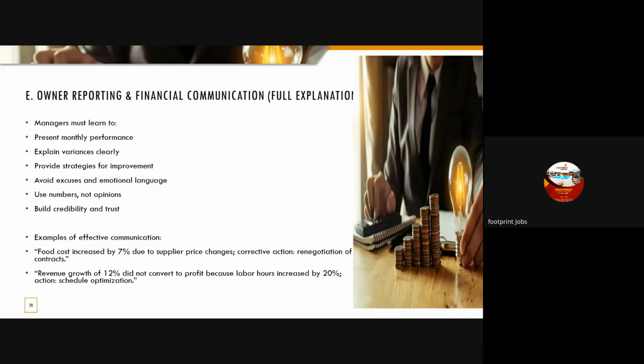Then you must be able to explain variances to owners. Now, let it be that you have tried and they are telling you they are not interested. But don't be the type that has not even tried, because that will show that you don't know what you're doing. So you must learn to explain variances to your owners. Provide strategies for improvement. Avoid excuses and emotional language. Now, these are things you must learn to avoid.